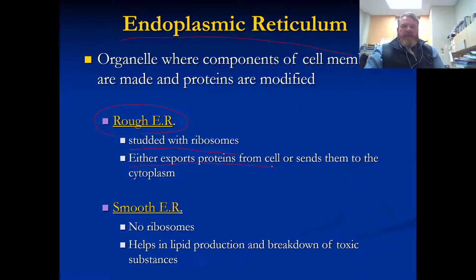It exports proteins from the cell and sends them to wherever they need to go. Whatever kind of protein is made goes where it needs to go. The smooth ER has no ribosomes and does more with lipid production and breaking down toxic substances. So you can think of rough as protein, a little more porous, a little more coarse, especially after you cook it. Smooth is oil, fats, or lipids.